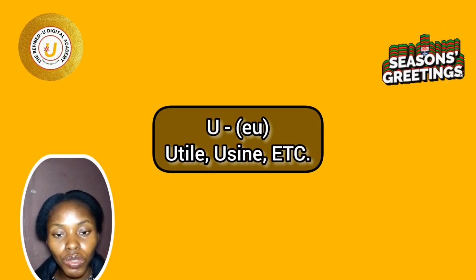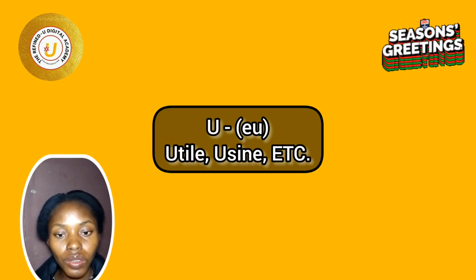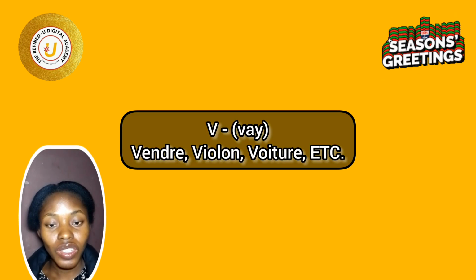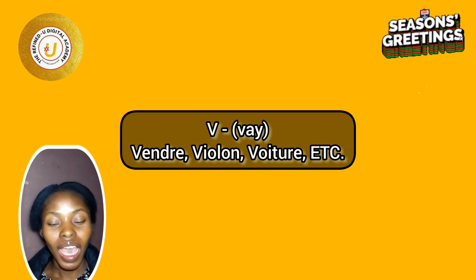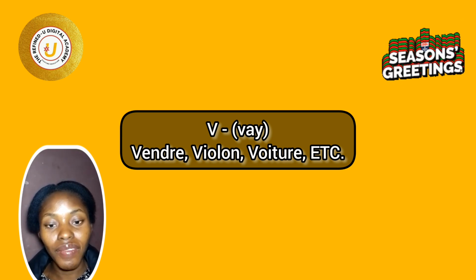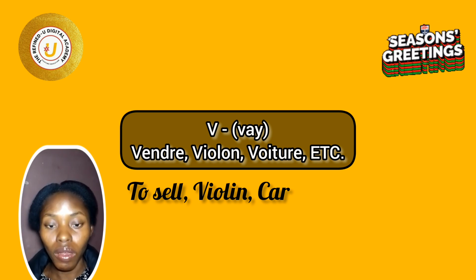Now for the letter U, U is pronounced as U, and we have words like utile, usine, and so on. Letter V is called V in French, and it is pronounced V, just like in English. We have words like vendre, we have words like violon, we have words like voiture, and so on.